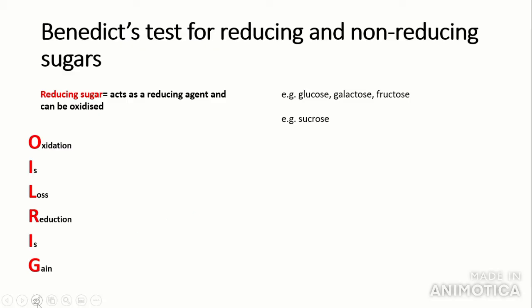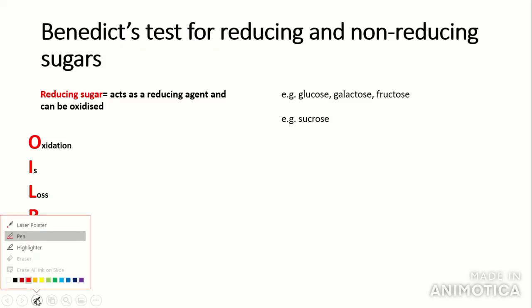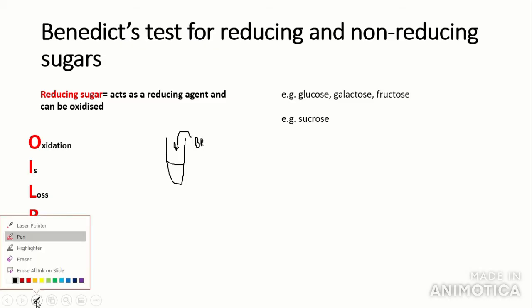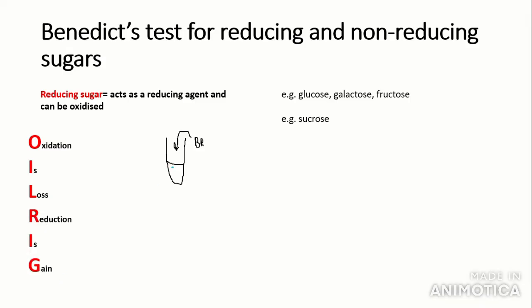Now, to test for a reducing sugar, we do what's called a Benedict's test. So if we have a test tube with your sample in it, and we add what's called Benedict's reagent, it's BR just for simplicity, and Benedict's reagent is blue. Now what we do now is we heat it. You don't need to know what temperature or how long for. If you get an exam question about Benedict's test, the mark scheme just says heat with Benedict's reagent. You don't need to know any specifics.